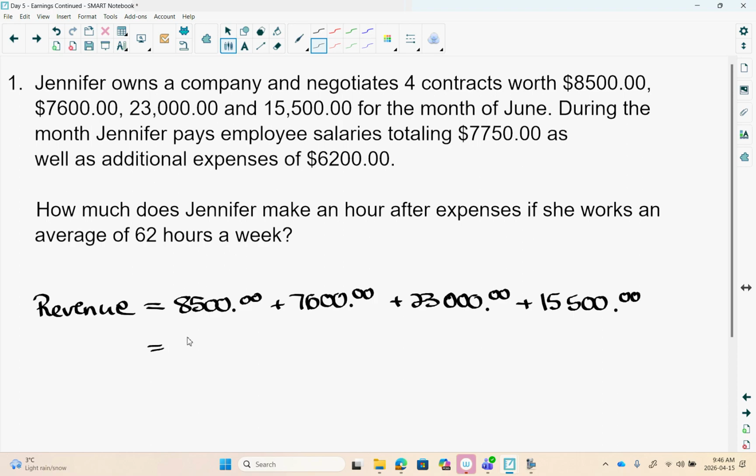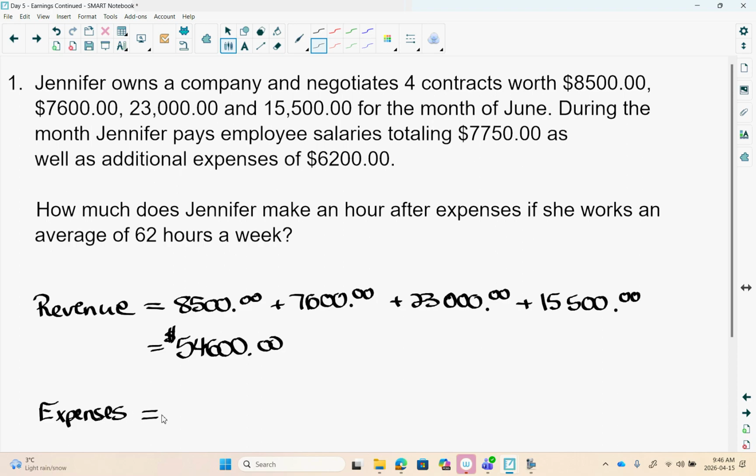Anyone get an answer? Does it match that one? $54,600. So that's what's coming in for the month. That's not bad for 1 month. She gets to keep it all. I wouldn't say that's not bad. That's unreal. Okay? But she doesn't get to keep it all.